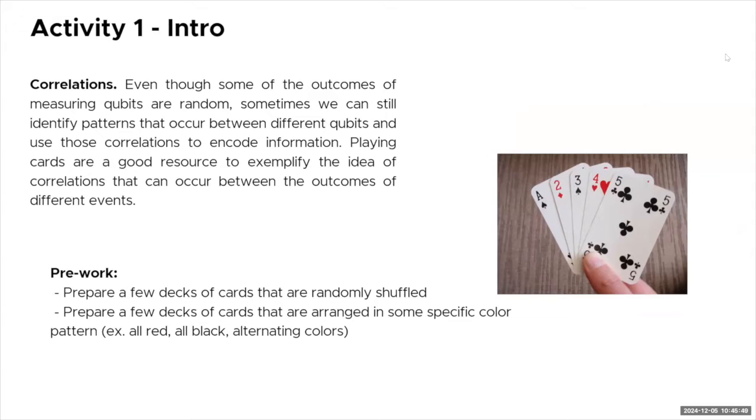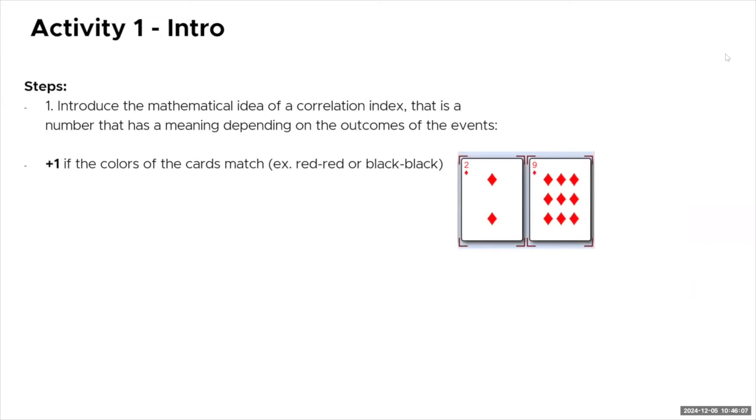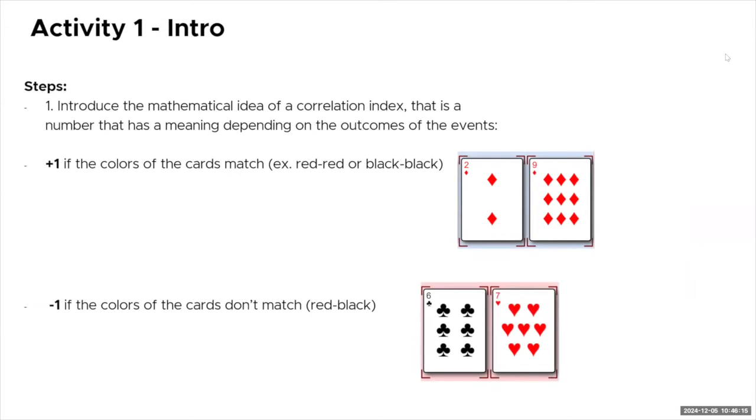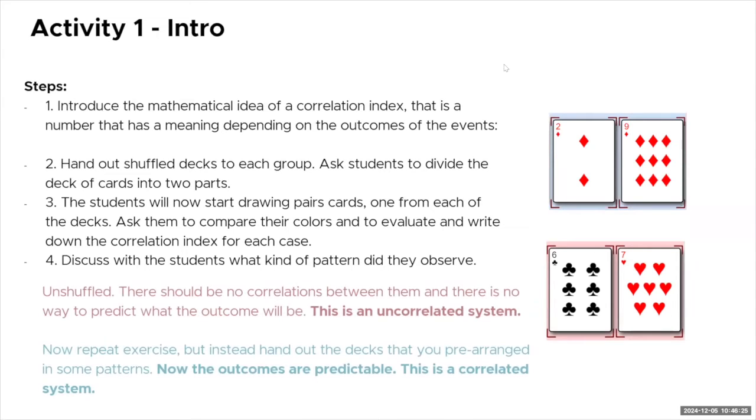For this, we can use these playing cards and maybe prepare some decks. The teachers can prepare them either shuffled or arranged in some very specific pattern, like alternating black and red. And then we introduce this idea of a correlation index, meaning that if we get a pair of cards and the colors match, say red, red, or black, black, then we associate this with a +1. And if they have opposite colors, then we associate it with a -1. And first, the students can just play with these decks of cards and try to see what kind of patterns they see in the correlations.